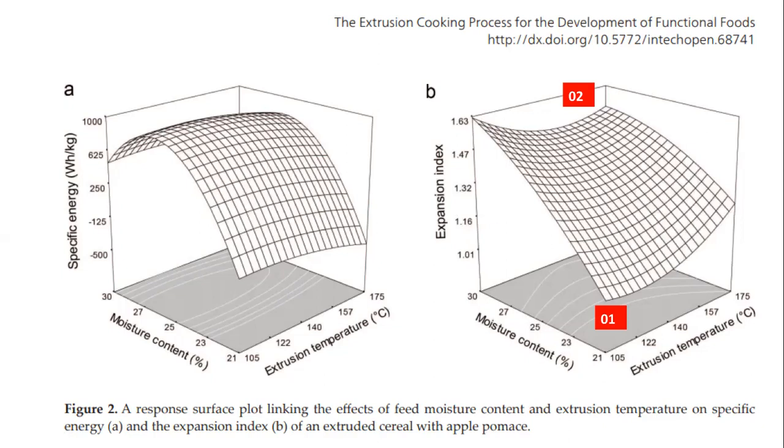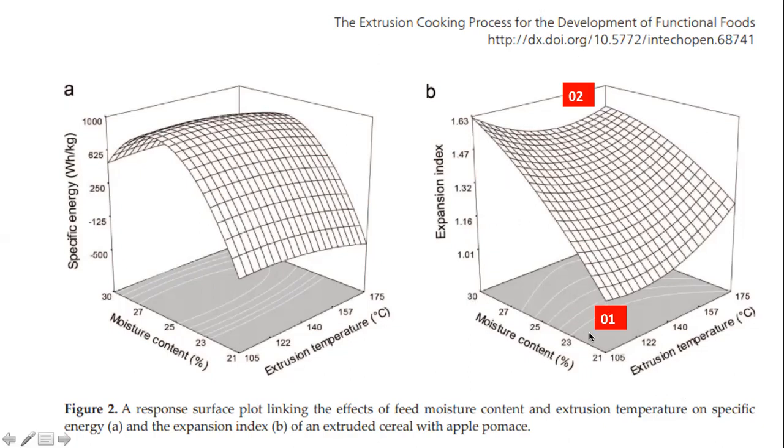Right? What is the major difference? Here you can see we did this process at low moisture content. But when we increase the moisture content, what is happening? With the temperature, expansion index has been reduced. Right? It is very important.